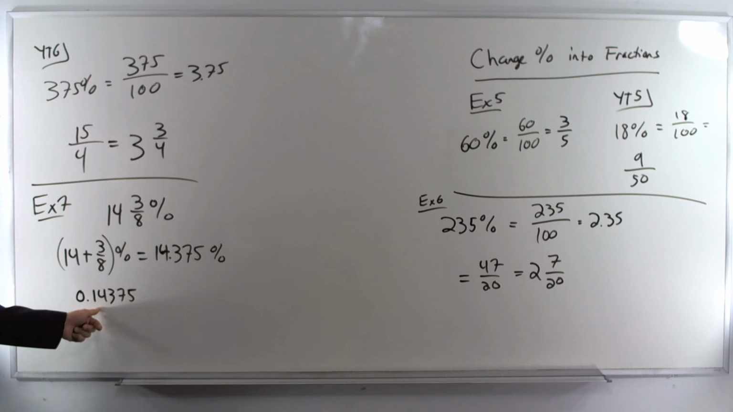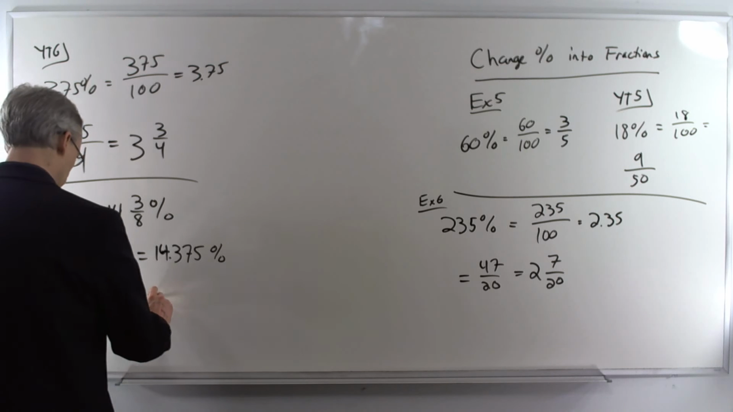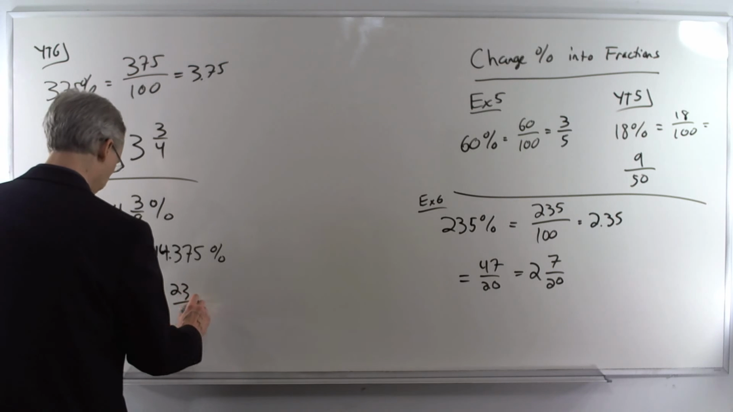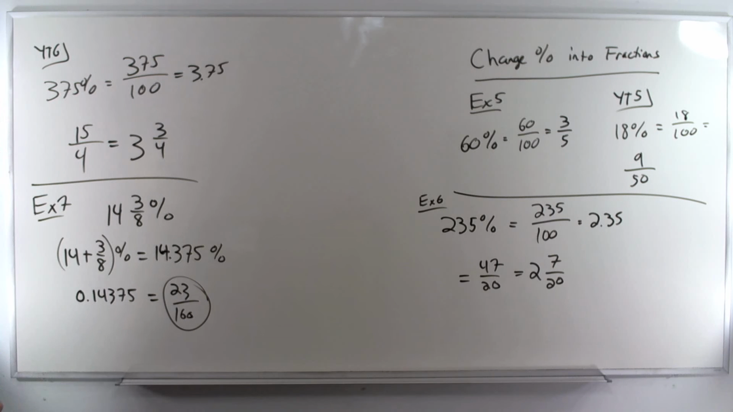And now that we have a decimal, convert this back to a fraction. And we get 23 over 160. So 14 3/8% is 23 over 160. All right, so make sure you can convert between any of these forms. Give the answer we're looking for.